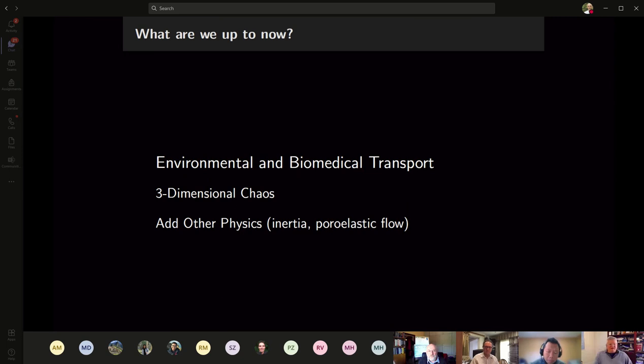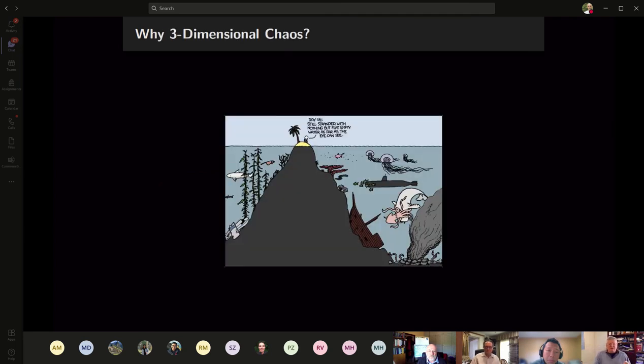And also we have another branch about adding other physics onto this chaotic fluid transport template. And I'll talk about two, where we add inertia and where the flow is through a poroelastic medium, where some surprising results have shown up recently. So some things that might surprise you when you see them. So I'm not going to talk too much about three dimensions, because otherwise I'll be here for a long time. But why three dimensions?